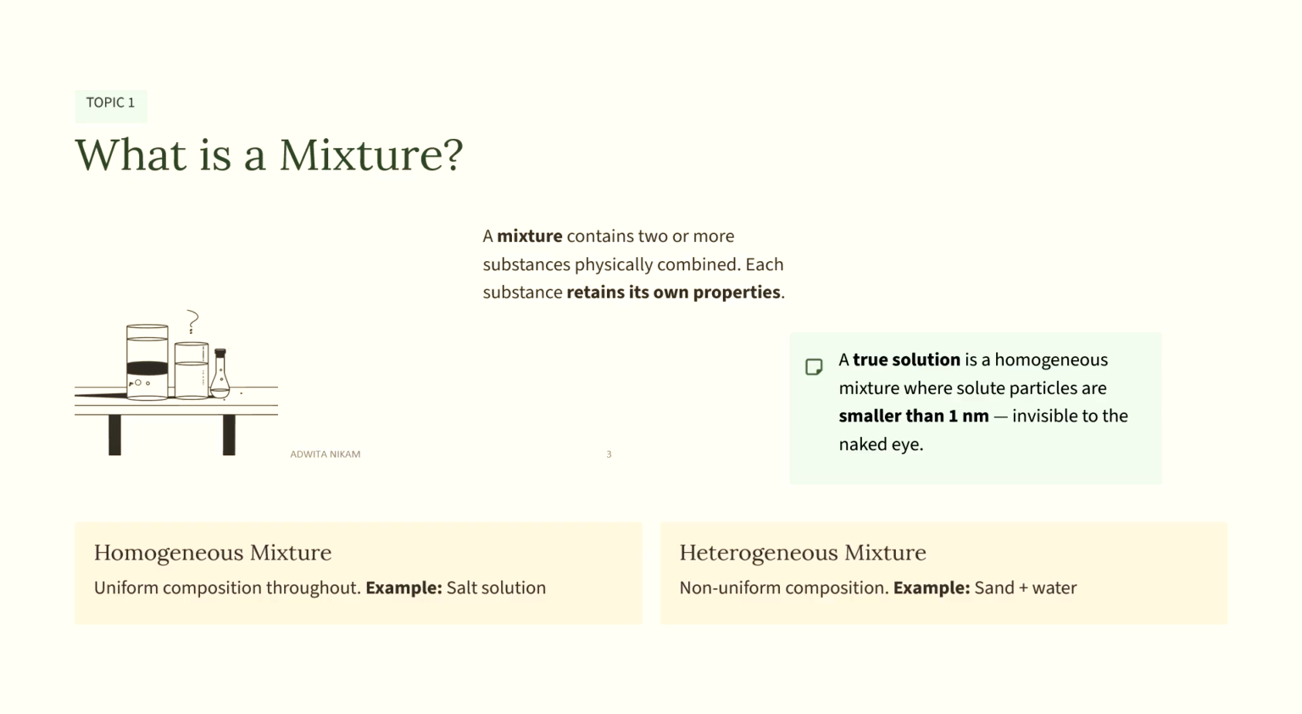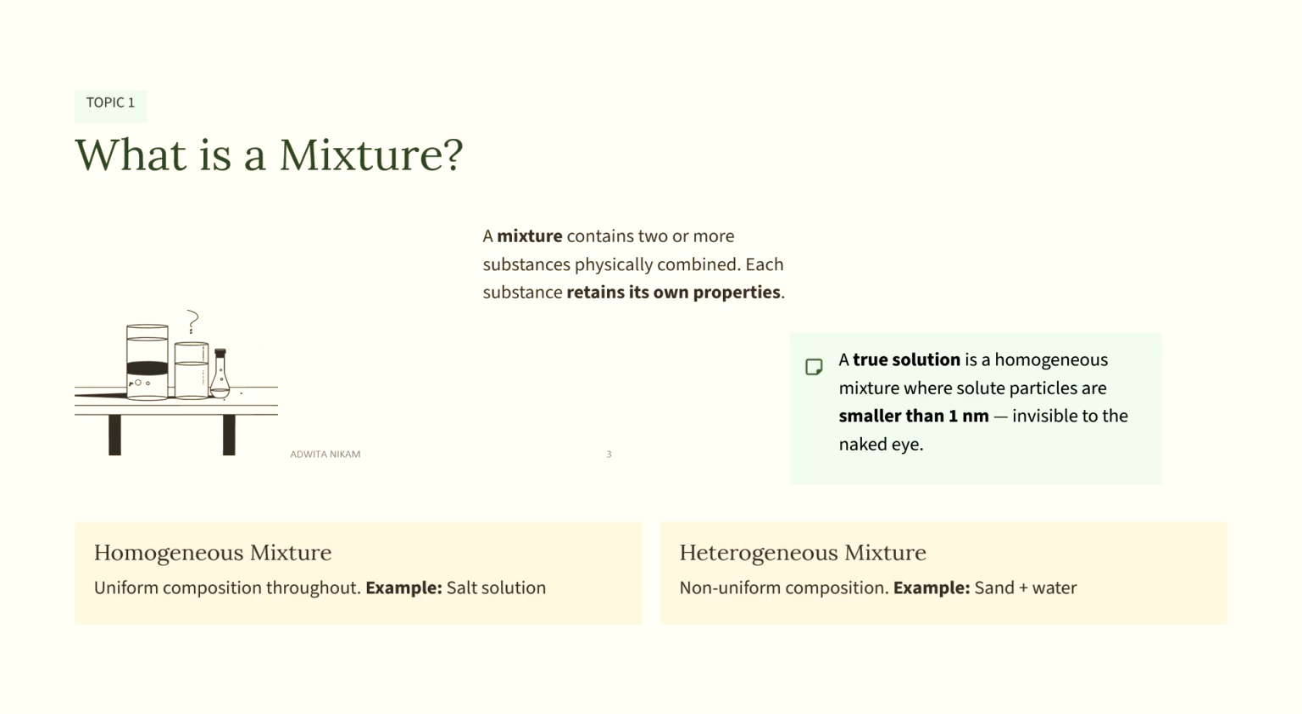Now let's see what a true solution is. A true solution is a homogeneous mixture. Here, the solute particles are extremely tiny, smaller than 1 nanometer. That's why you can't see them with your naked eye. They remain evenly distributed through the solution. Think of it like this. If someone secretly dissolved sugar in your water, you won't be able to see the sugar particles. That's because they're incredibly small. That's a true solution.